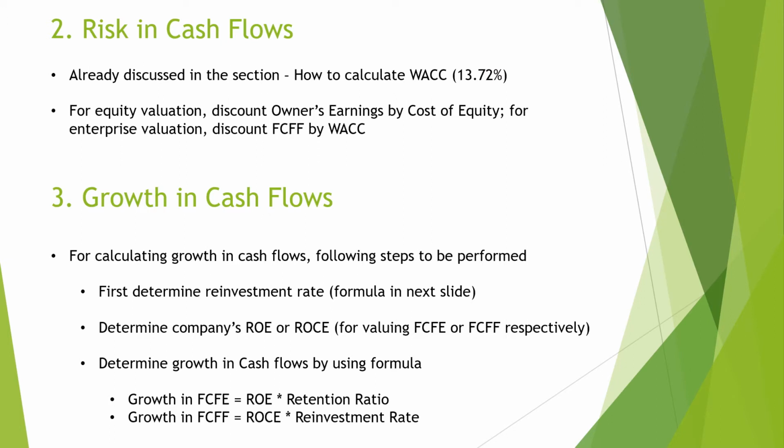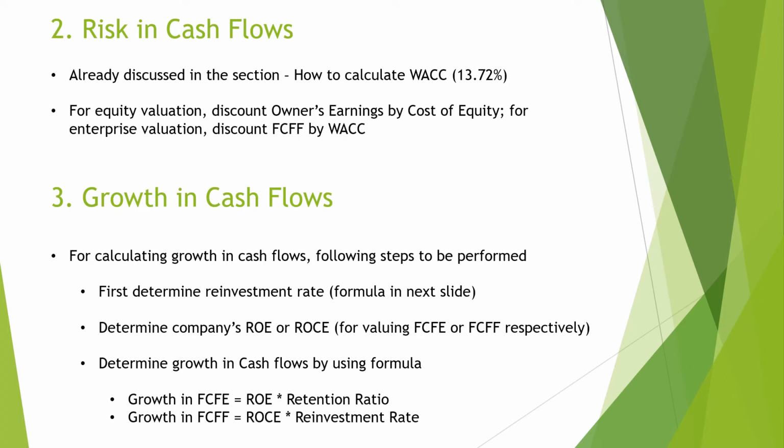Now, let's go to point number two, which is risk in cash flows. We have seen in part two of the video how we take care of risk in intrinsic valuation: by discounting the future cash flows with their respective cost of capital. It could be the cost of equity if you are trying to value only the stock part of a company, the equity part, and if you're trying to value the entire enterprise, then we discount the cash flows with the weighted average cost of capital.